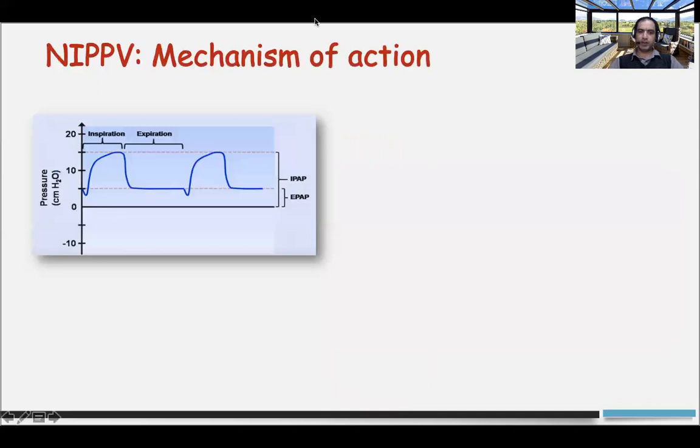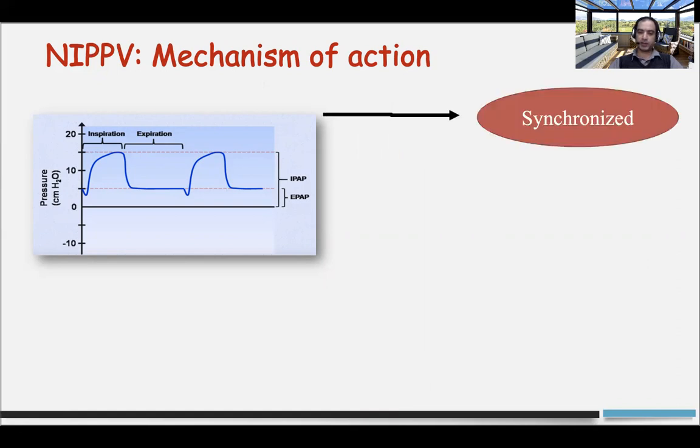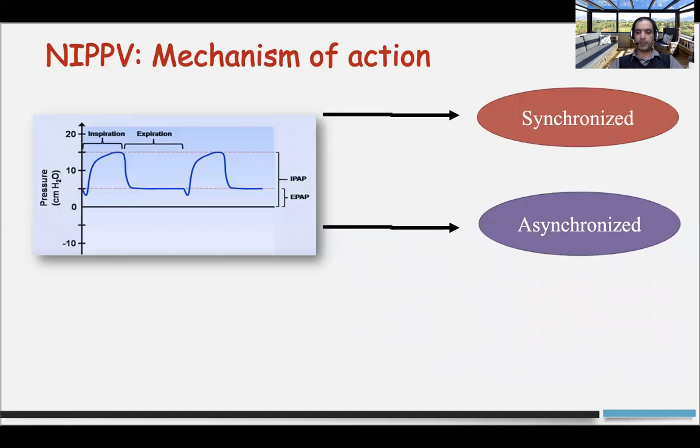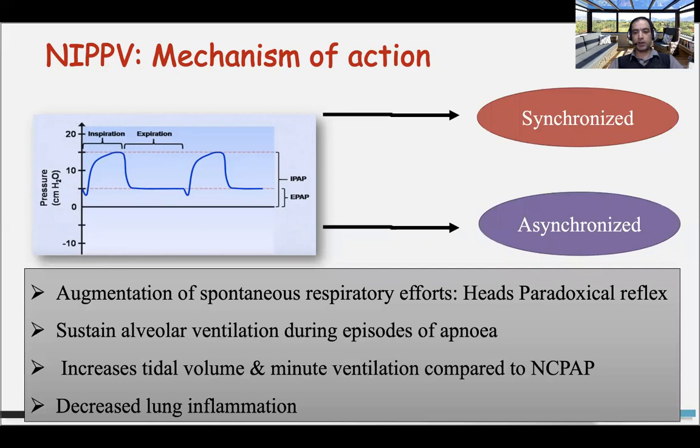The NIPPV, in addition to the CDP, that is continuous distending pressure, gives intermittent ventilator driven breaths with PIP, that is with preset pressures and at prefixed rates. And these ventilator driven breaths can be synchronized with the patient's own respiratory efforts, where it is called synchronized NIPPV, depending on the type of device which we are using.